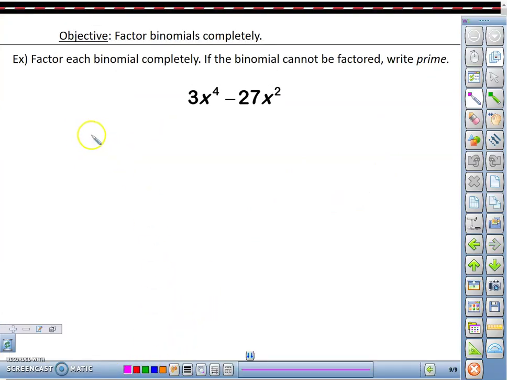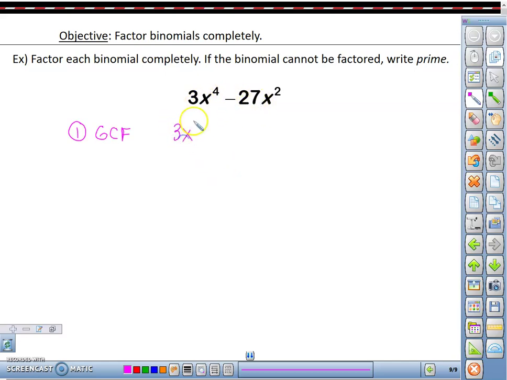All right, so in this one again, we have 3x to the fourth minus 27x squared. So we want to look for our greatest common factor, GCF, first. This time, both of our terms have x in them, so the smallest power of x, remember, will be part of our GCF. That's our x squared. Our numbers 3 and 27 are both multiples of 3, so that means that 3 is also part of our GCF. So we've got 3x squared.